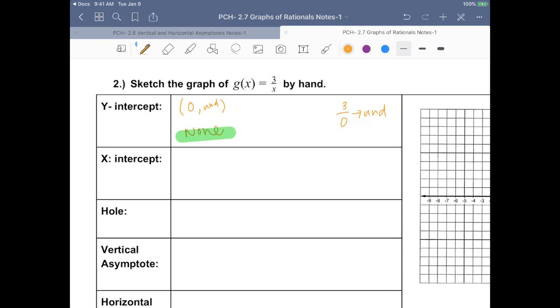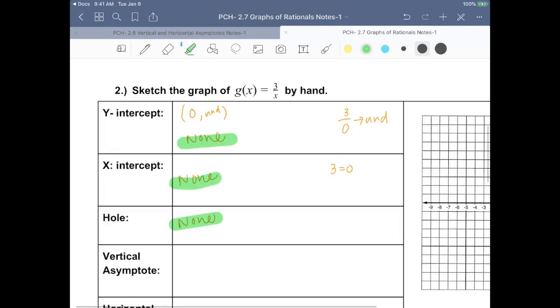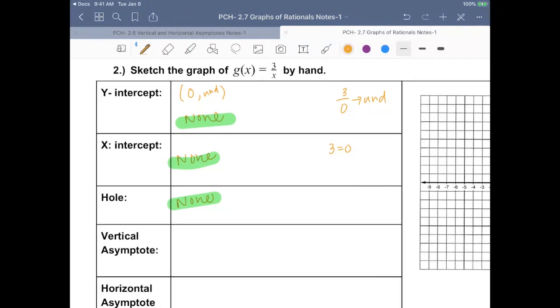All right, next, the x-intercept is when the top is equal to 0. Solve for x. I don't have one. So again, this is none. A hole: do we have any factors that cancel? No, we have none. Okay, vertical asymptote. Now we get something. The factor from the bottom equal to 0. So when x is equal to 0, we're going to have a vertical asymptote.